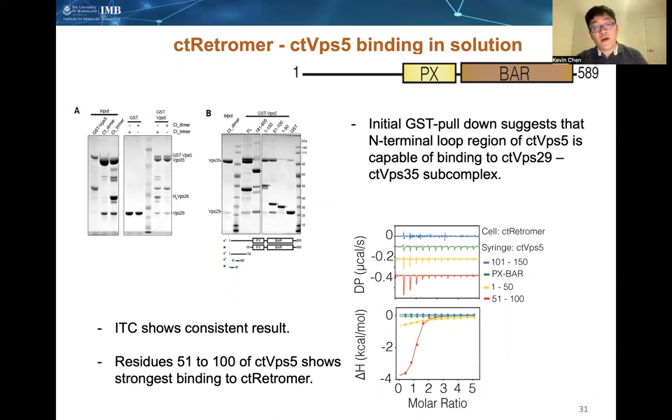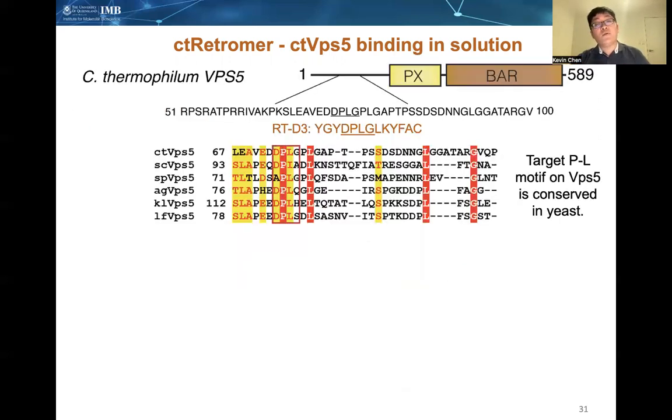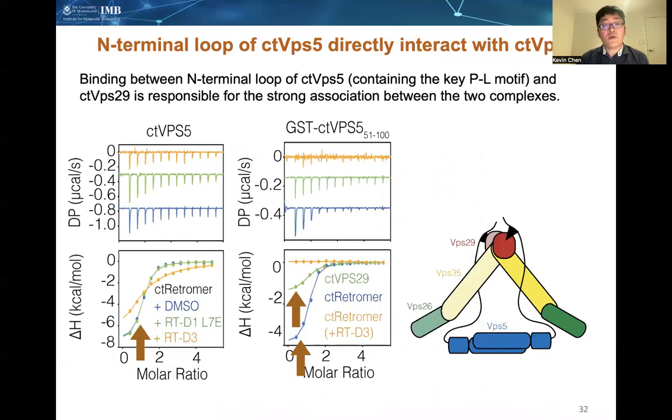So why is that? When we looked into the sequence further, we found that within residues 50 to 100 of this N-terminal disordered loop, there is a region called the PL motif. That region is very similar to the cyclic peptide RT-D3. If you look at the sequence alignment, the PL motif is highly conserved throughout different yeast species. And when we did more ITC follow-up, that made sense.